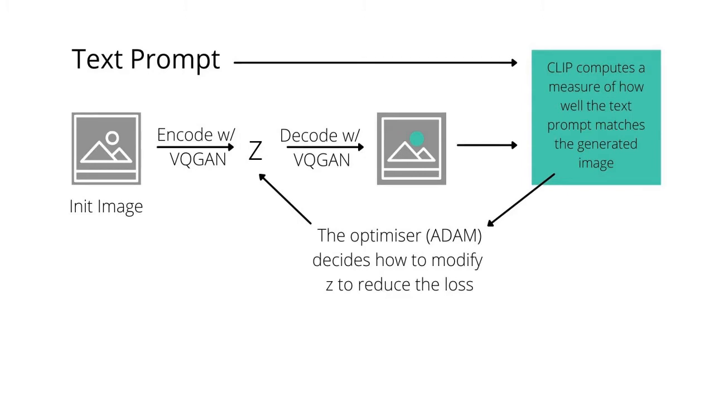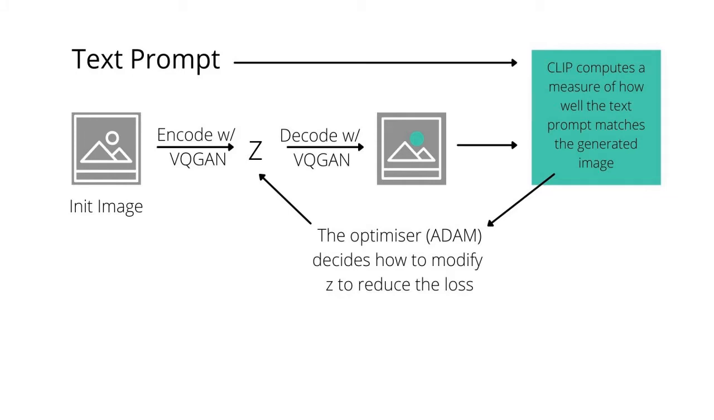So the way it all comes together is we start with a vector Z, which we can get from an initial image, or we can just use noise. We use that to generate an image and then feed that image through Clip to generate a loss. How badly does this image that we've just generated match some target text, which is the description of what we want to generate?